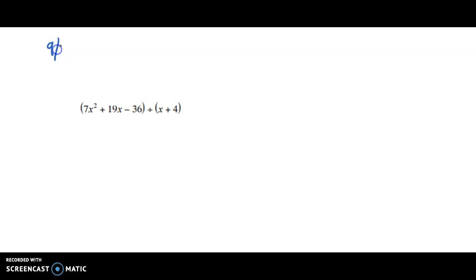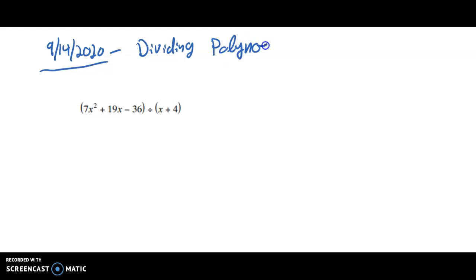Today is Monday, September 14th, and our topic for the day is dividing polynomials. We'll be using the area method or box method for this, and I think we should just dive right into the first example. So we're going to call this example 1. Take a second, write out the problem.